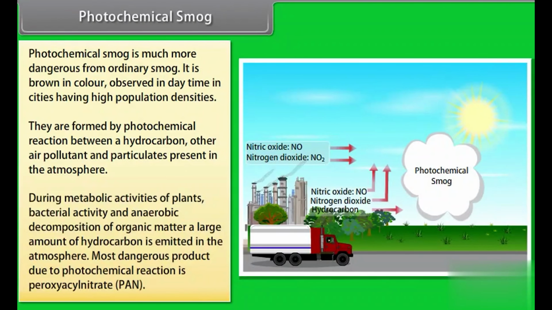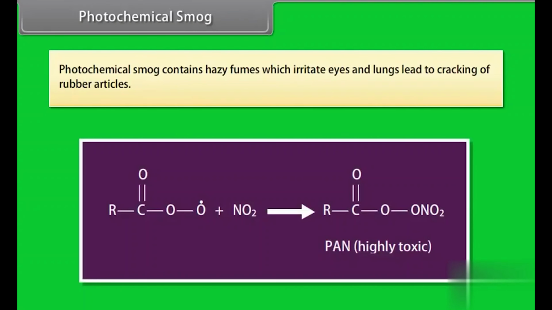During metabolic activities of plants, bacterial activity and anaerobic decomposition of organic matter, a large amount of hydrocarbon is emitted into the atmosphere. Most dangerous product due to photochemical reaction is peroxyacyl nitrate, PAN. Photochemical smog contains hazy fumes which irritate eyes and lungs, and lead to cracking of rubber articles.